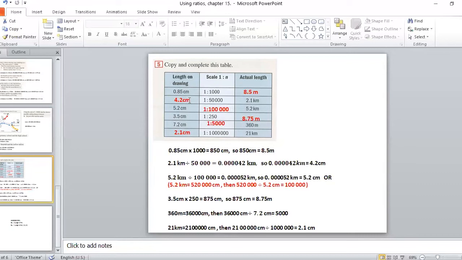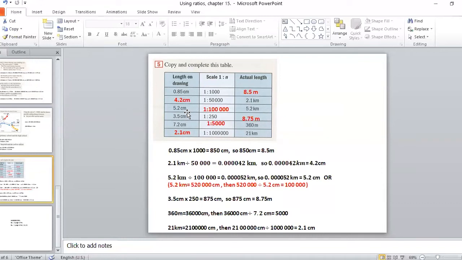The second row has been completed with 4.2 centimeters. I have started from the last number. 2.1 kilometers has been divided by 50,000, giving us 0.00042 kilometers. Then 0.00042 kilometers has been converted into centimeters, multiplying it by the fifth power of 10. And you see the way the decimal point must be moved 5 steps to its right-hand side, counting 1, 2, 3, 4, 5, coming after 4.